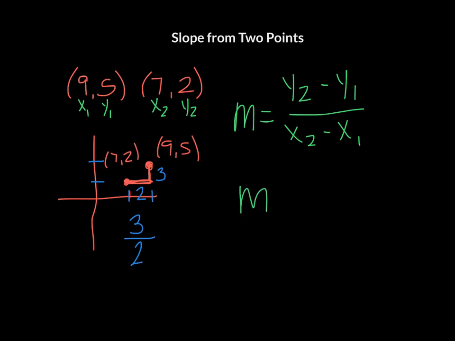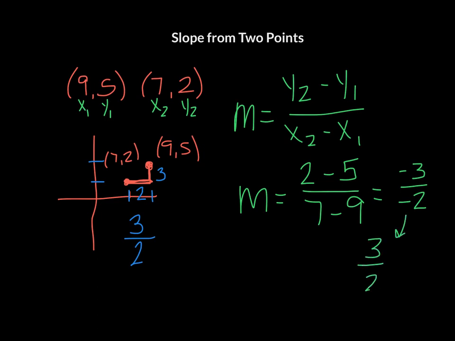So we have m will equal 2 minus 5 over 7 minus 9. Alright, so now you just do this math. So 2 minus 5 is negative 3, and 7 minus 9 is negative 2. So when you have this double negative here, it's like taking a negative divided by a negative, and we know that when they're the same sign, they turn positive. So really your answer here will just be 3 over 2.